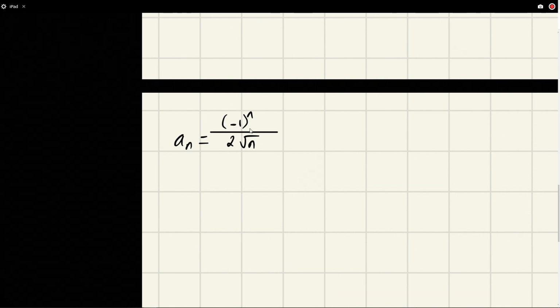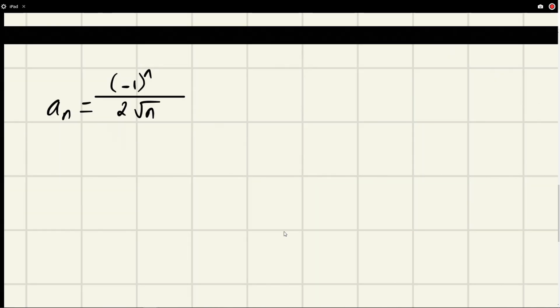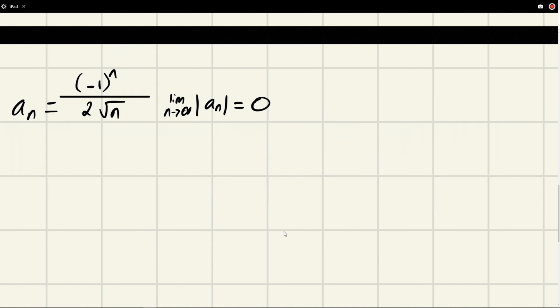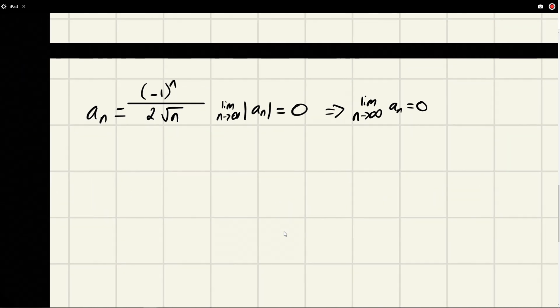And so looking at oscillating sequences, you may recall, we know that if the limit as n goes to infinity of the absolute value of the sequence is 0, then the limit as n goes to infinity of the sequence is also 0. So if we could show this, then we're good.